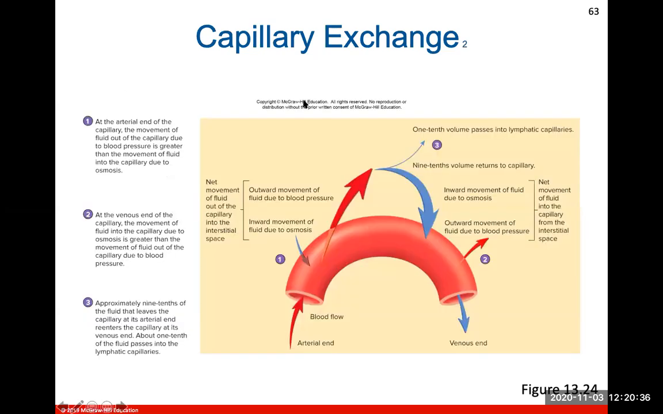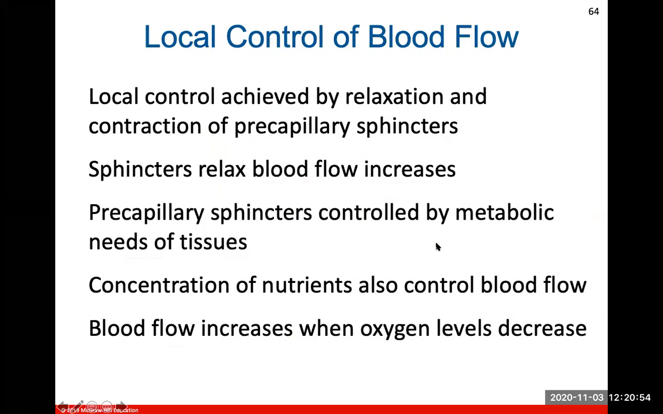Capillary exchange then just refers to the net movement of fluid either out of the capillary or into the capillary. So just again showing net movement of fluid out of the capillary into the interstitial space, and how diffusion will take everything back into the capillaries.